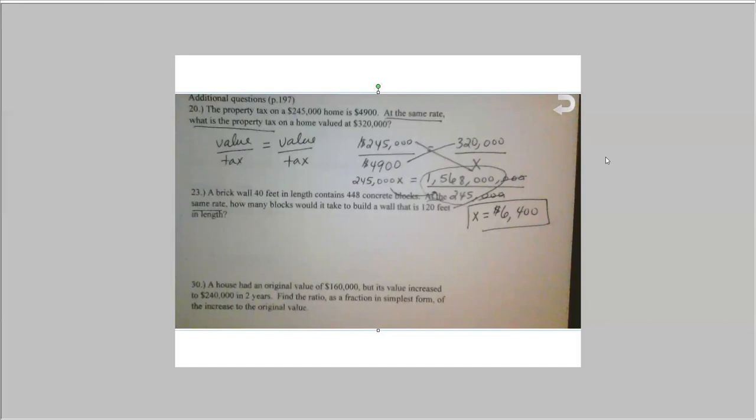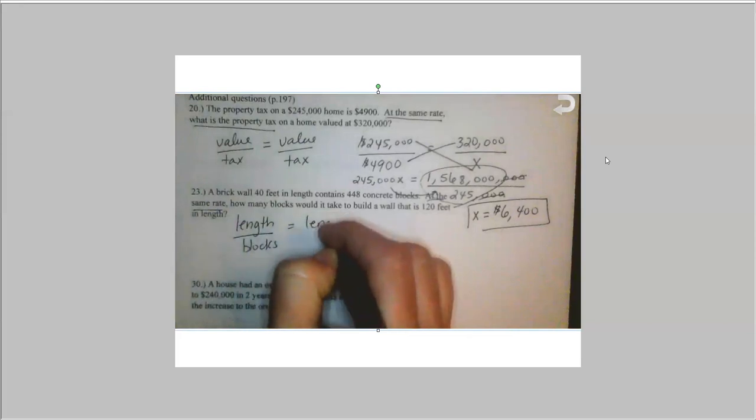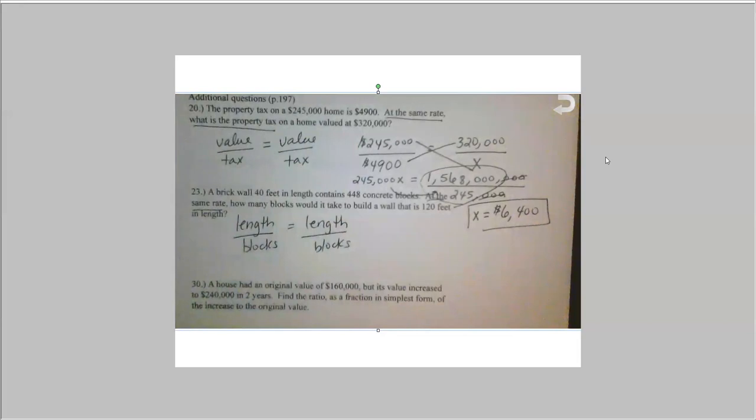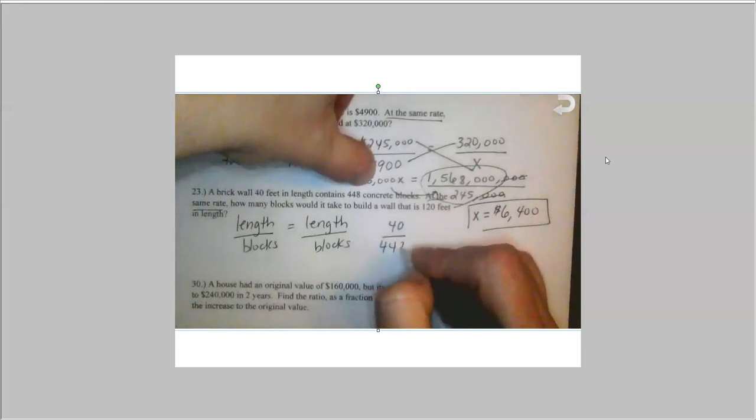So be consistent. You can't just take the numbers that come first. That's not how it works. You've got to make sure that you're putting those in the right spot. So I've got length of a wall and how many blocks it takes for that wall. Each side has to be consistent with how I fill that in. So I have a 40-foot wall takes 448 concrete blocks. That would be equal to a 120-foot wall needing how many blocks?